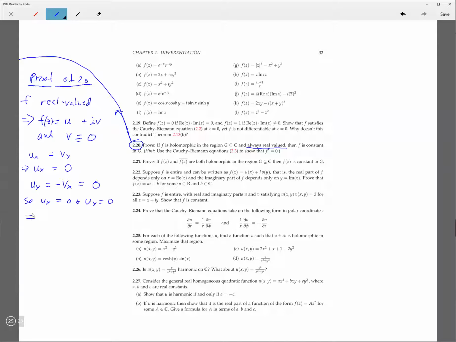So what does that mean? That means that u is a constant, right? If both partials of something are 0, then it has to be a constant function. And so that means that f of z is also a constant. And we're done, yay. Oh wait, we're supposed to show that f prime is 0. Oh wait, we could also show that f prime is 0. Maybe that's a better route to go. Hold on, we didn't follow the hint, darn it.